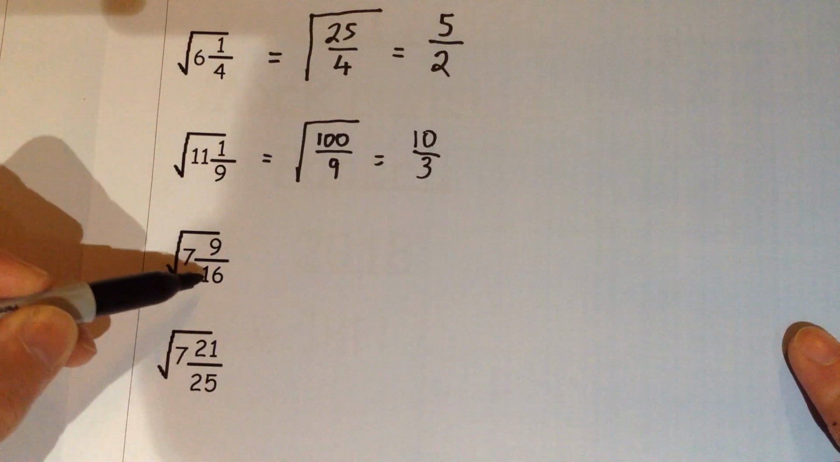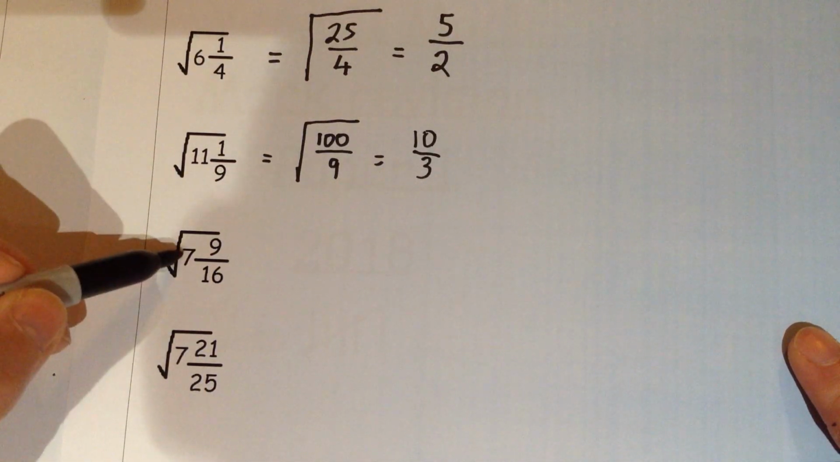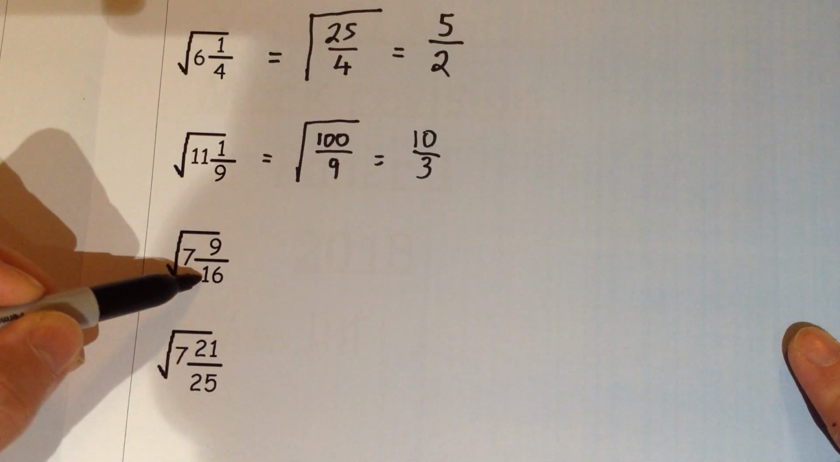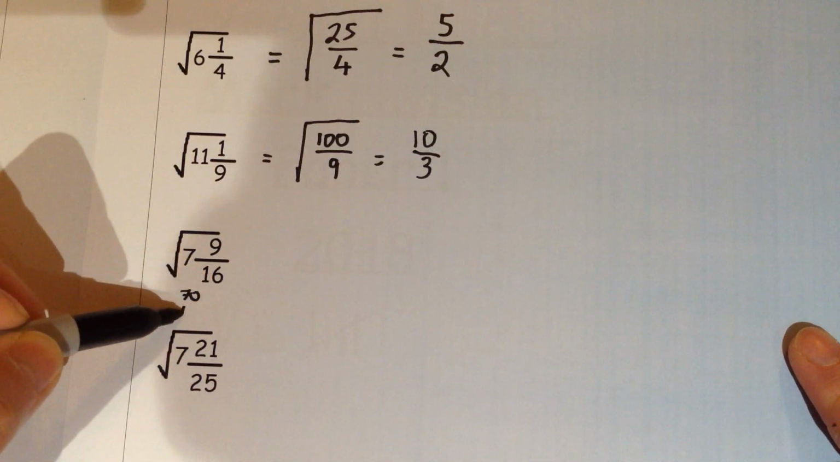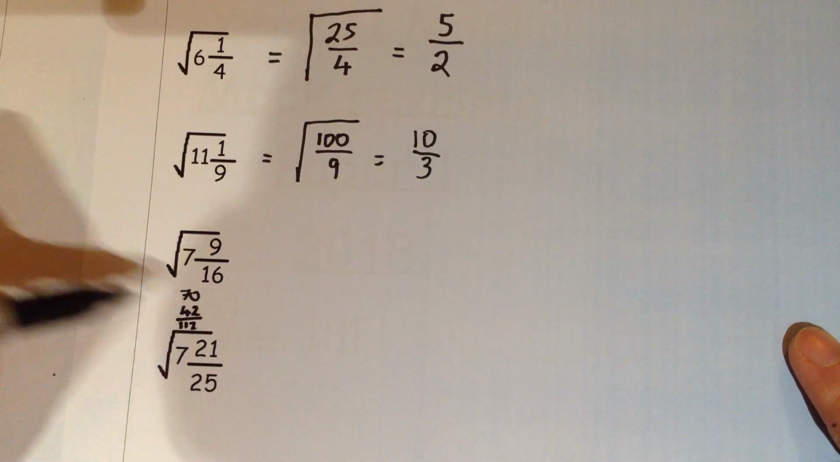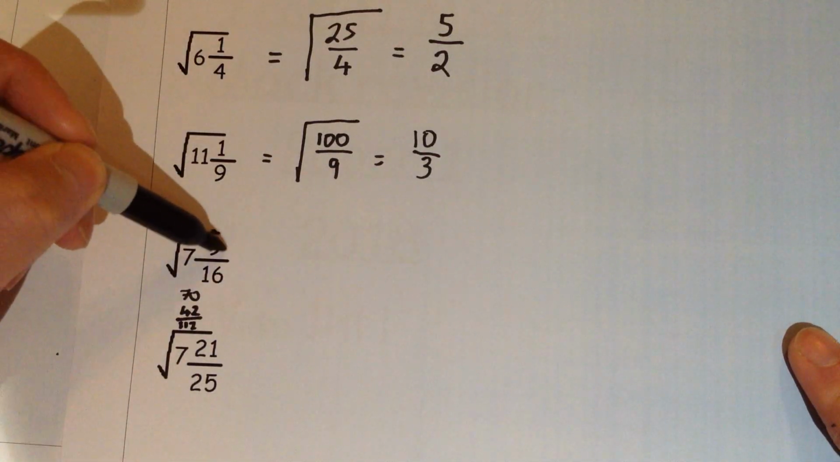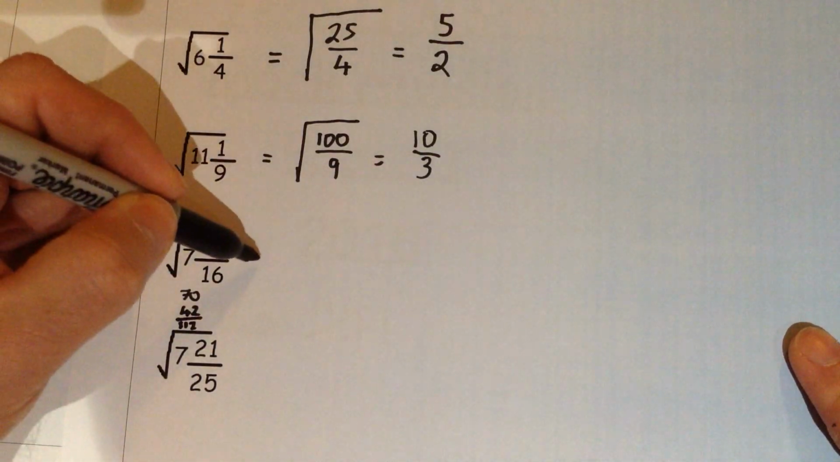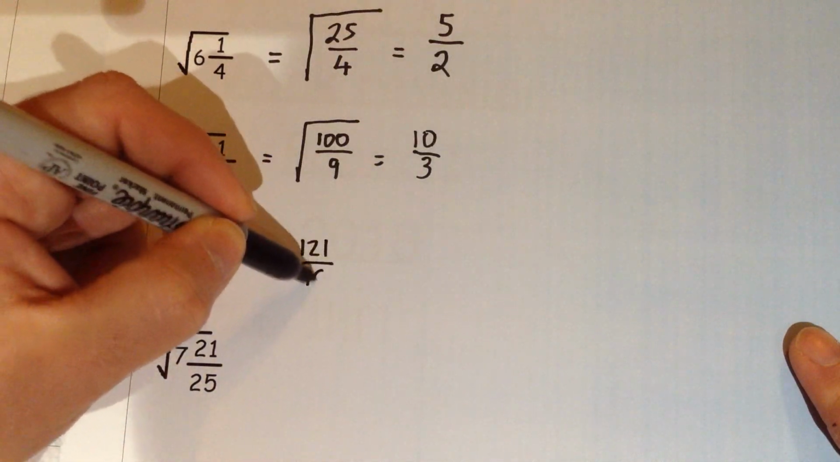For the next one, same idea, I'd have to do 7 times 16 to see how many bits that would give. Well, 7 times 16, 7 times 10 is 70, 7 times 6 is 42, so adding the two together gives us 112. Add on the 9 on top, so add on these 9 bits that we've got here, that would give us 121 sixteenths.